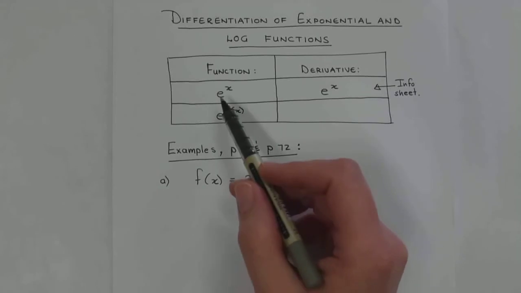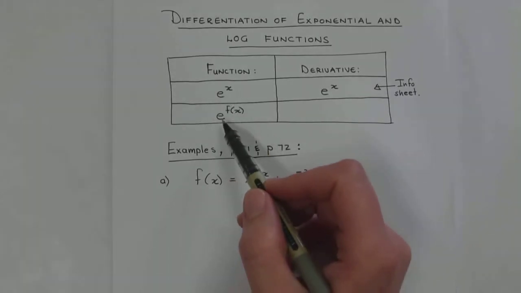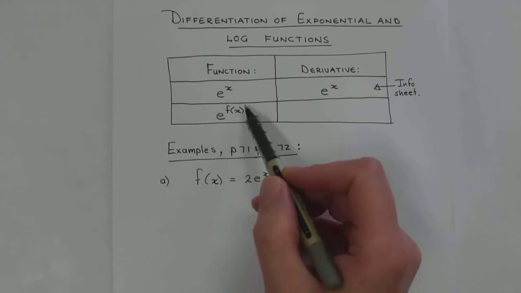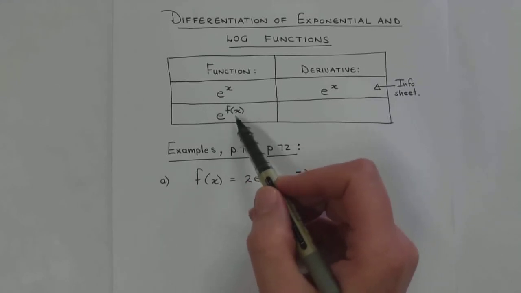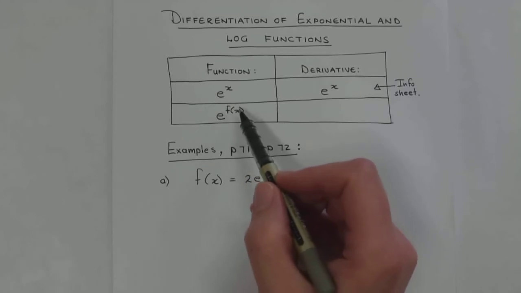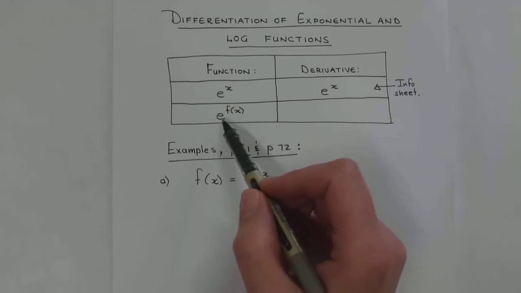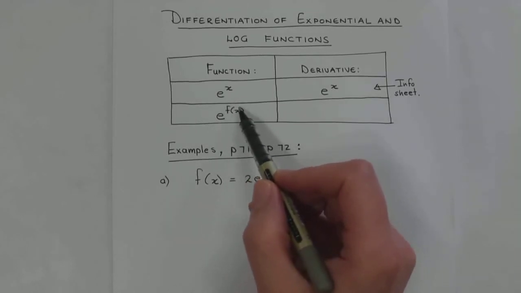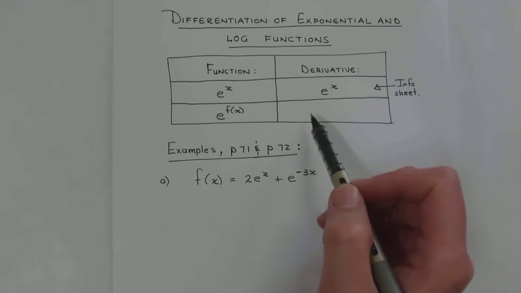They're not always going to just have e to the power of x. Sometimes they will have e to the power of another function. So that other function could be anything. It could be e to the power of 2x. It could be e to the power of x squared. It could be e to the power of bracket x squared minus 4x. The point is, the moment that e in its exponent position has another function, we will have to use the chain rule.